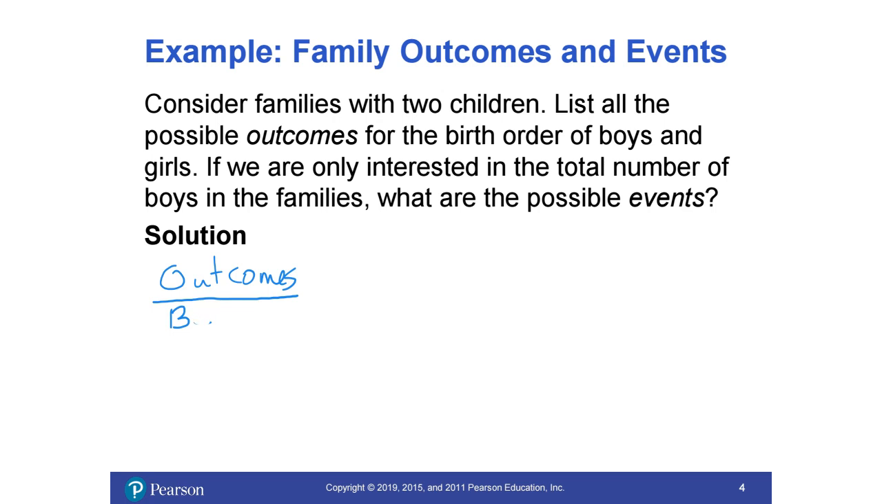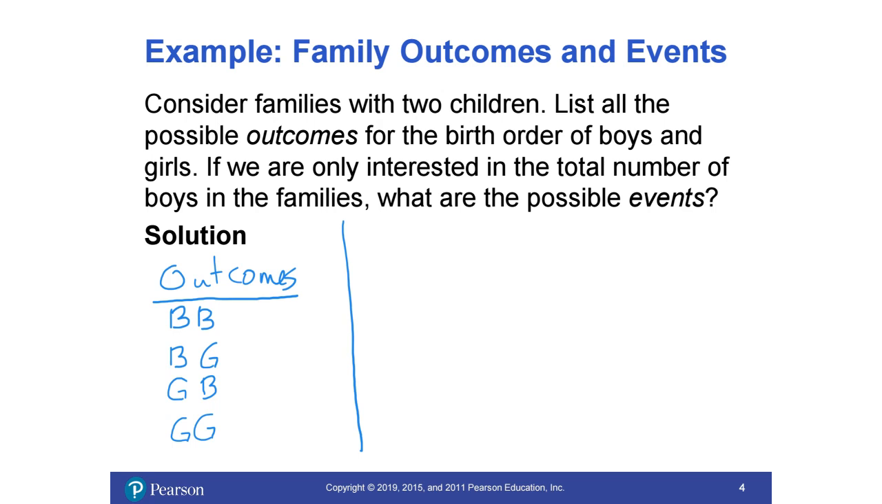Now, the next possibility would be BG. What this means when I write it like this, because this is with respect to birth order, is that BB means they have a boy first and a boy second. BG means they have a boy first and a girl second. Another possibility would be having a girl first and a boy second. And the last possibility would be having two girls. So this is all the possible outcomes for a family that has two children.